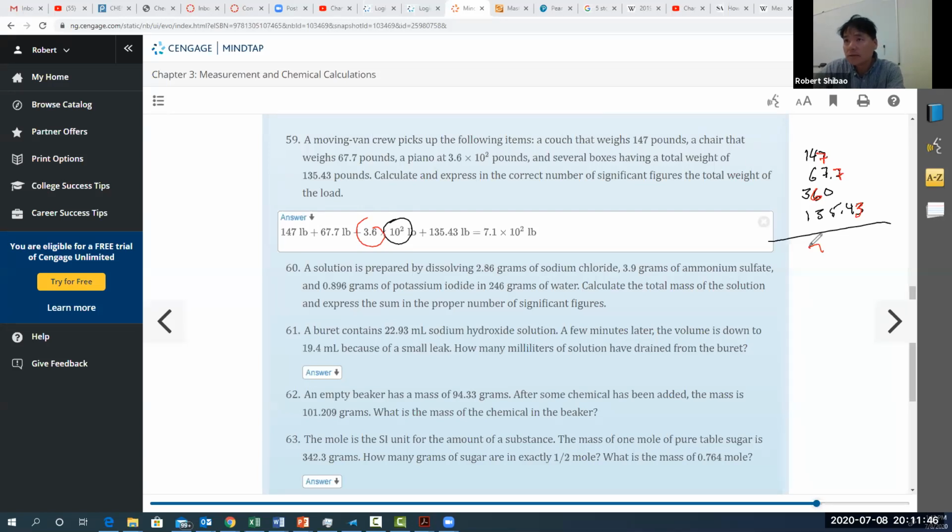So this gives me 710.13 pounds. We need the units there. I didn't write the units here, I'll just write it here. Okay, now we have to carry down the uncertainty.